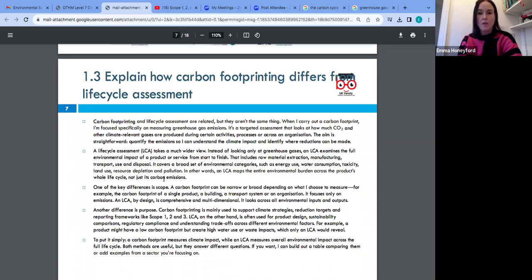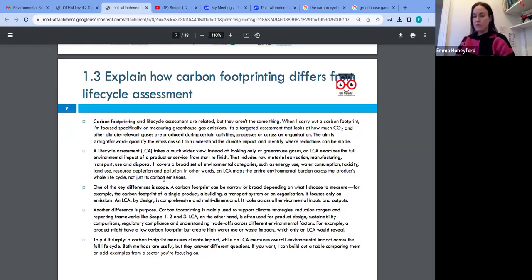So when we look at different types of measuring greenhouse gases, you have carbon footprinting and you have life cycle assessment. Now these two methodologies are quite different, and we'll go over that now. So carbon footprinting and life cycle assessment are related, but they're not the same thing. So when we carry out a carbon footprint, we're focusing specifically on measuring greenhouse gas emissions. So it's a targeted assessment that looks solely at how much CO2 and other climate relevant gases are produced during certain activities, processes, or across an organisation.